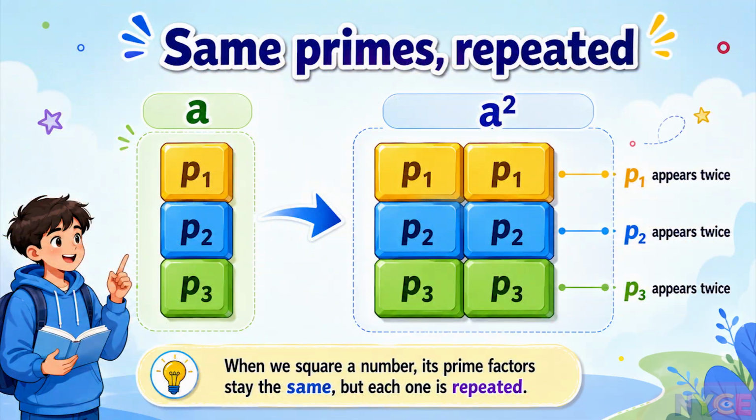Finally, you learned the proof idea using the fundamental theorem of arithmetic. A number has a unique prime factorization. When we square a number, the same prime factors simply repeat. So if a prime appears in a squared, it must have come from a itself. Squares repeat prime factors. They do not create new prime factors.